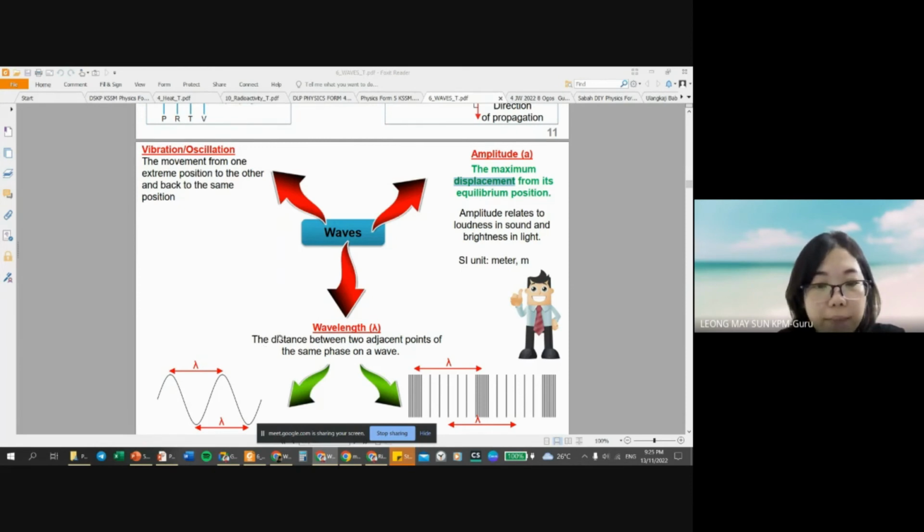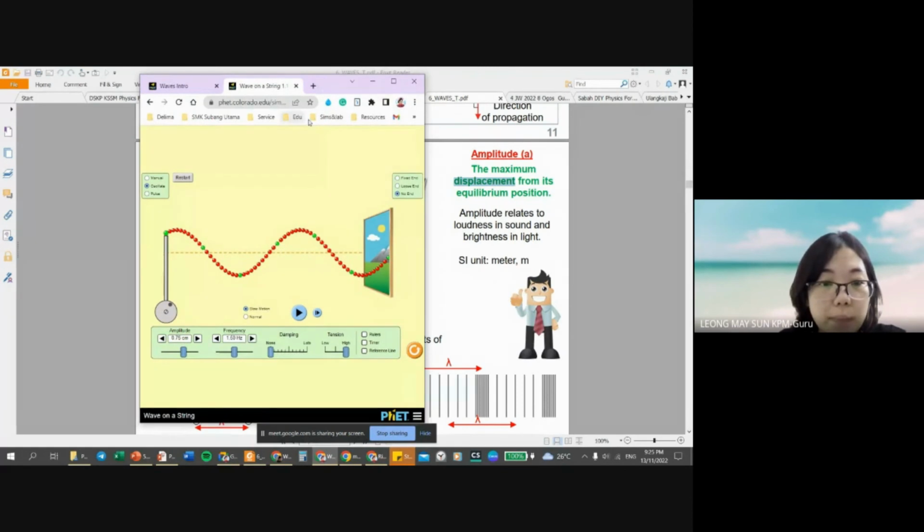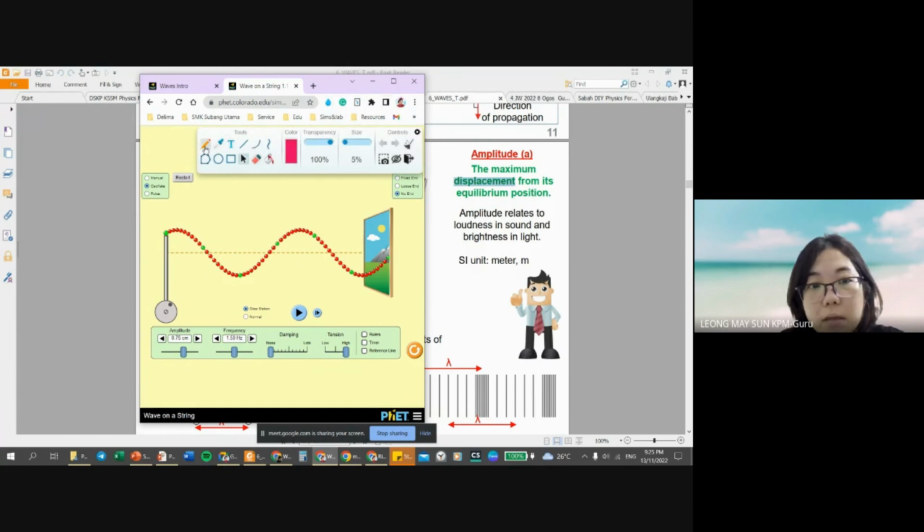Now, wavelength. Wavelength is the distance between two adjacent points on the same phase of a wave. So wavelength is another physical quantity. Its definition is a distance, so wavelength's SI unit is also meter. Using back this picture, from the top position here, which is also known as a crest, from the top position to this position, from here to here, that is known as a wavelength. Let me see if I can draw it again.